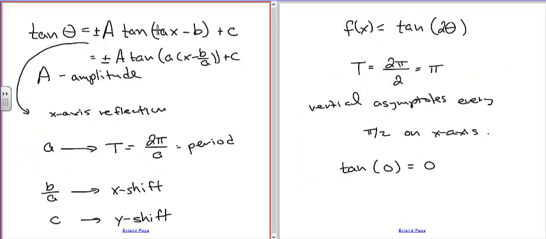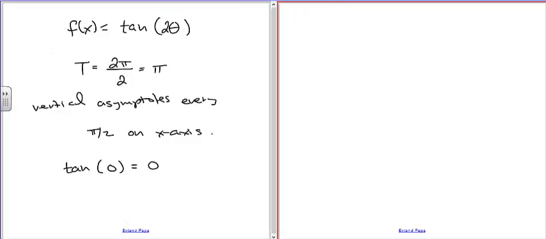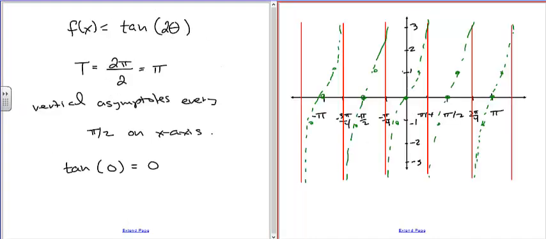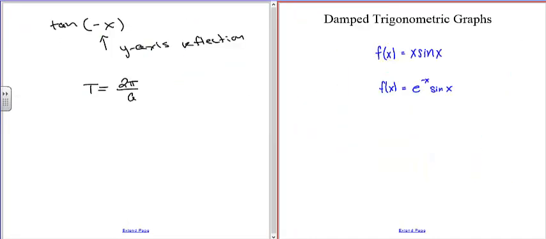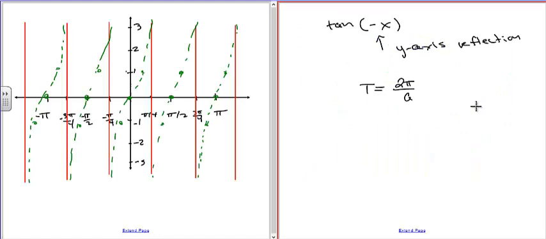This is plus or minus a. So if a is positive, then there's no reflection. If a is negative, then it's going to be a y-axis reflection, but the magnitude is telling us how much the period changes. So I'm going to use the positive part of a to do the next one. So you get 2 pi divided by 1, which is 2 pi.